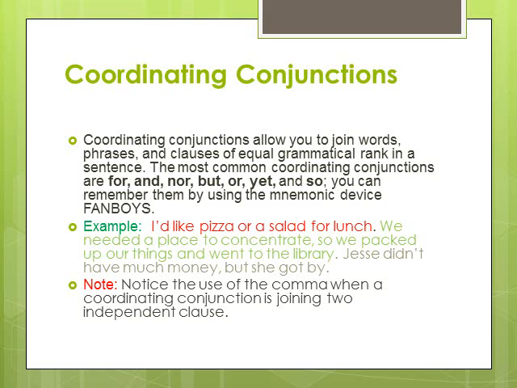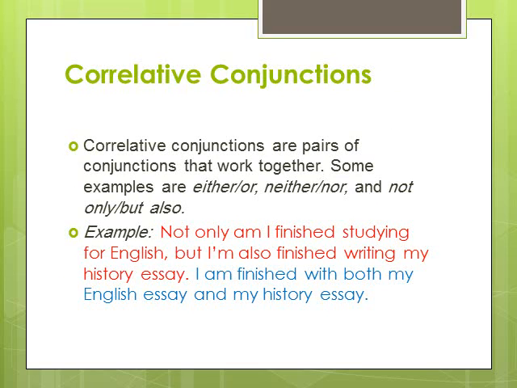Now it's time to move forward to the next slide, which talks about the second type of conjunctions, which is correlative conjunctions. Correlative conjunctions are pairs of conjunctions that work together. They work in a mutual way to deliver a meaning, either negative, or emphasizing, or showing a difference. Examples of correlative conjunctions are either or, neither nor, and not only but also. Those are the three examples given in this slide.